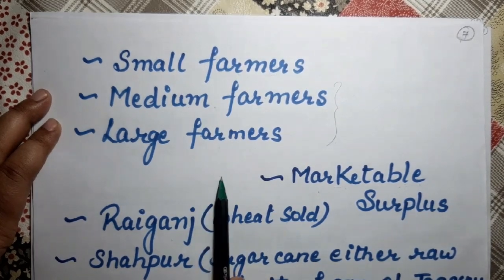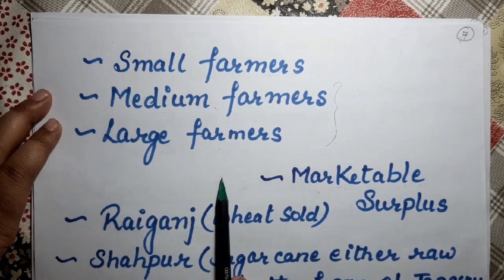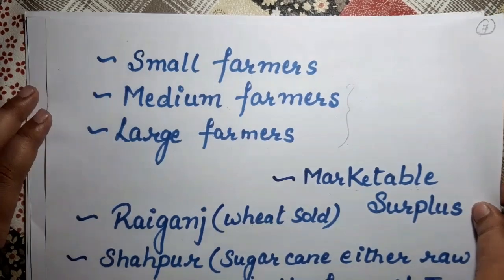And now we are talking about village Palampur. Where do they sell their surplus? Wheat is sold to Raiganj, and sugar cane, either raw or in the form of jaggery, is sold to the traders at Shahpur. I hope it is clear.